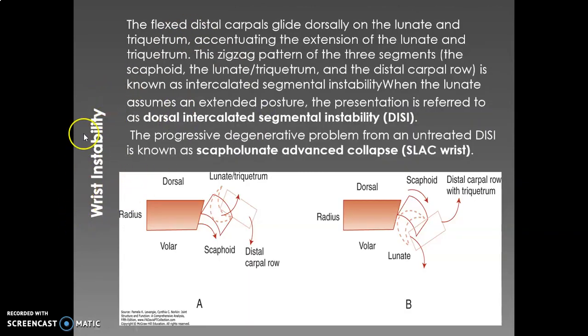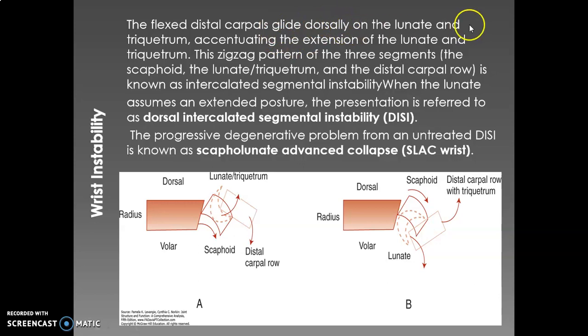So we will go through just to understand what will happen if this is not happening in the biomechanical way. Wrist instability will happen. So how does wrist instability happen? The flexed distal carpals glide dorsally on the lunate and triquetrum, accentuating the extension of the lunate and triquetrum. Which are the flexed distal carpals? Importantly, trapezium, trapezoid, capitate, and hamate.